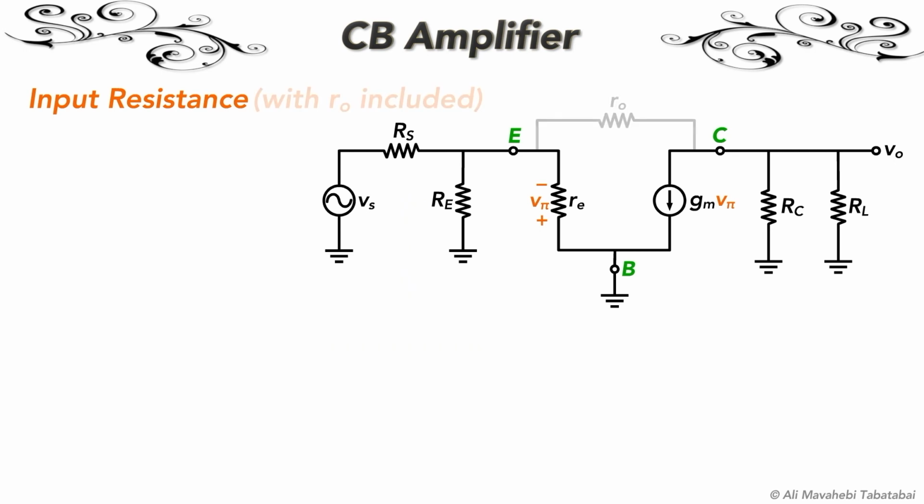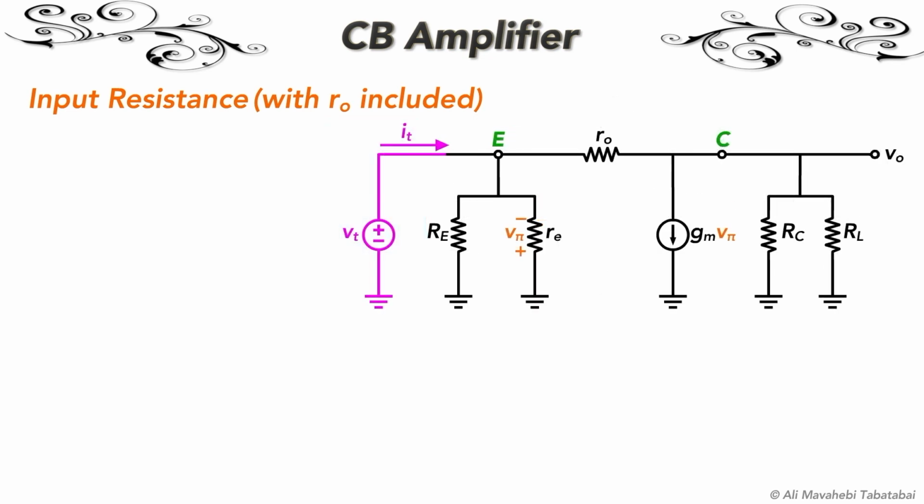When resistor Ro is available, calculating the input resistance will be more complicated. To do that, I remove the input source Vs and its internal resistance Rs. Then I apply an arbitrary voltage source Vt at the input and calculate its current It. The input resistance is the ratio of Vt over It. On the circuit, you can see that the voltage V pi is equal to minus Vt. So we can define the dependent current source as minus GmVt.